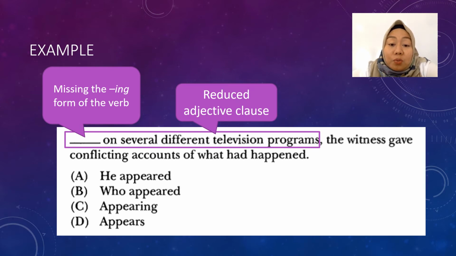And if it is the reduced form, we have either verb-ing or verb 3, right? Either a present participle phrase or a past participle phrase. We have a present participle phrase if the subject is doing something, while a past participle phrase is used when the subject is given some action, right? So this one is appearing on several different television programs.